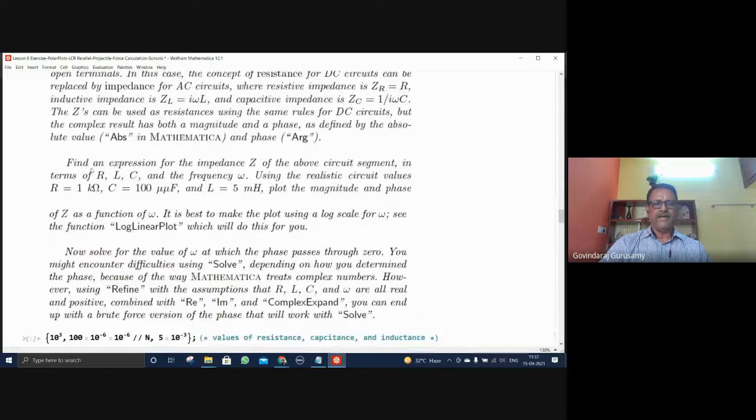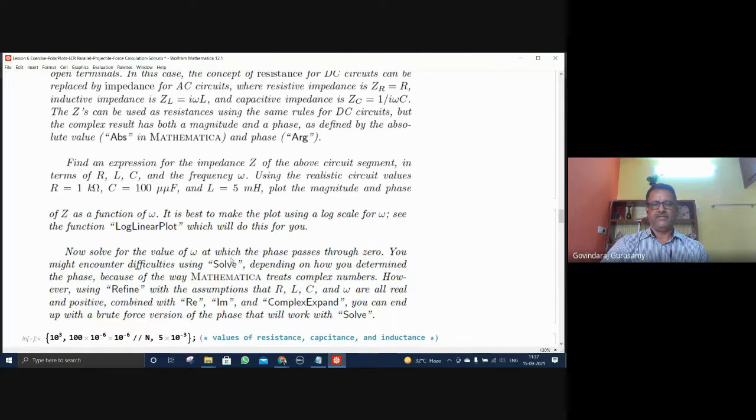Now, find an expression of the impedance Z of the circuit segment in terms of R, L, C and the frequency omega. Using the realistic circuit values, 1 kilo ohm, 100 microfarad, L equal to 5 millihenry, plot the magnitude and the phase of Z as a function of omega. It's best to make the plot using a log scale for omega. See the function LogLinearPlot, which will do this for you. This is again Mathematica code information. You can read them. And now solve for the value of omega at which the phase passes through 0.